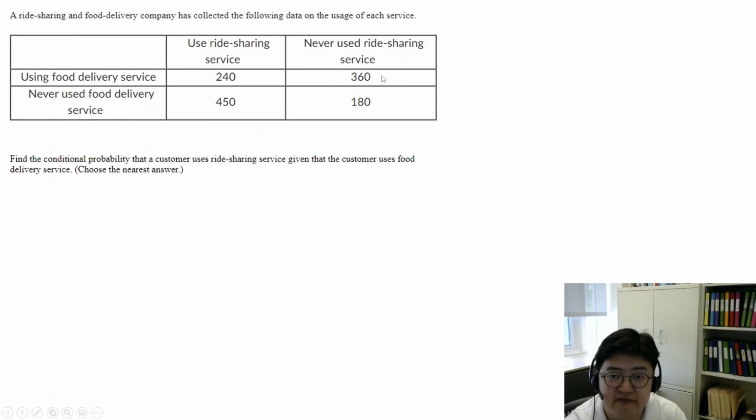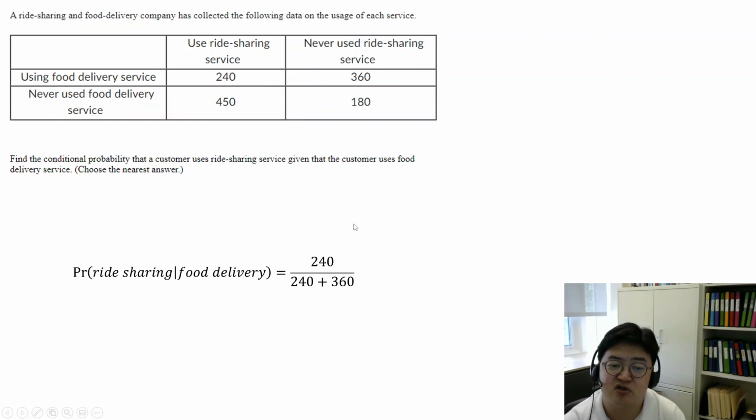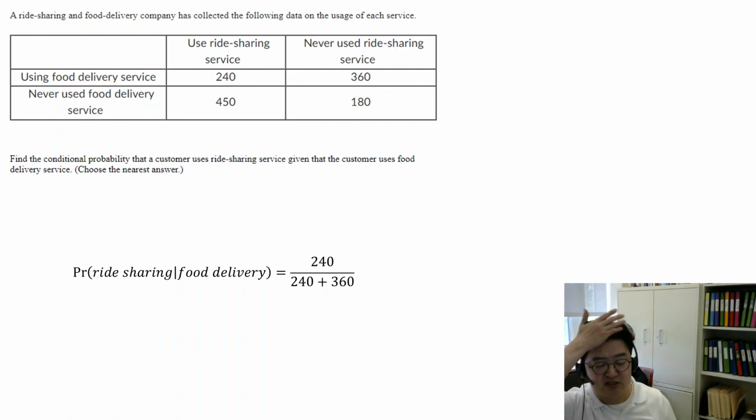Under our condition, we only need the first row, 240 plus 360. Out of this much, we are calculating the probability of ride-sharing service. So only 240 out of these two use ride-sharing. This is the conditional probability. Okay, so pretty straightforward.